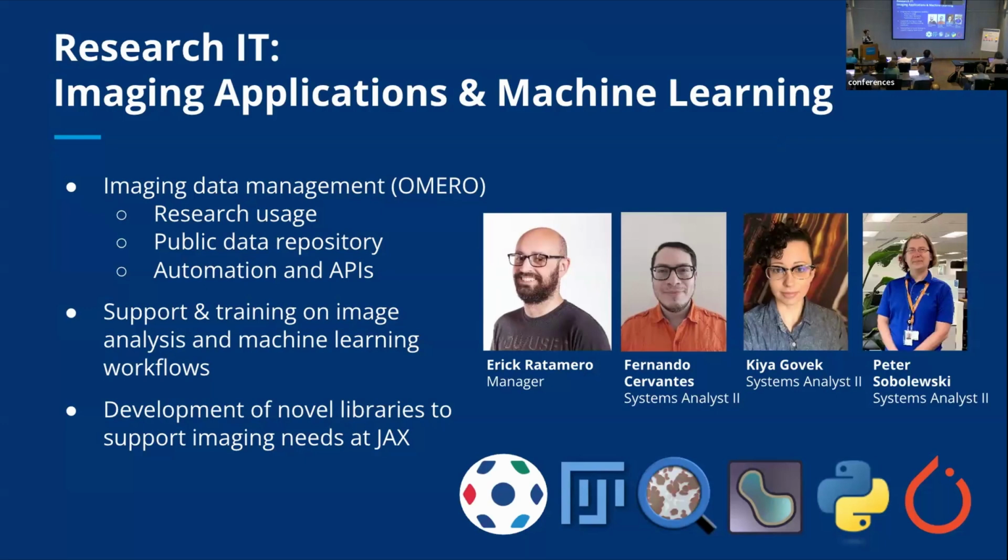This is my team in research IT. So essentially we are a subgroup of IT that is responsible just for supporting those 60+ faculty researchers. We don't touch any of the rest of JAX's mouse model business. So our job is supporting research. Our team's job is supporting image applications and machine learning. Just this past year, we added that little machine learning tag on the top.